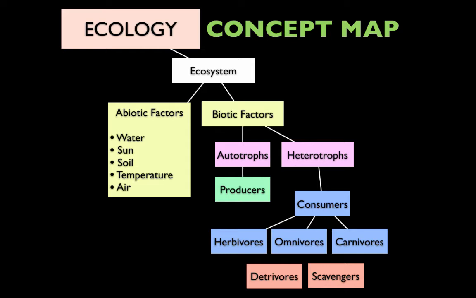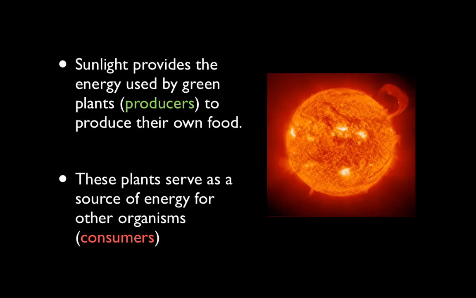You can have herbivores, omnivores, or carnivores. As you know, herbivores eat plants only. Omnivores can eat plants and meat, whereas carnivores are just meat only in terms of their diet. Then we've got detritivores and scavengers, which we will be covering in a bit. Sunlight provides the energy used by green plants, which are your producers, to make their own food. These plants then serve as a source of energy for other organisms like your consumers.